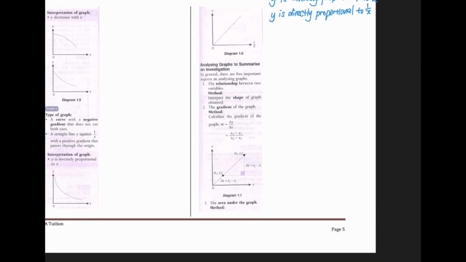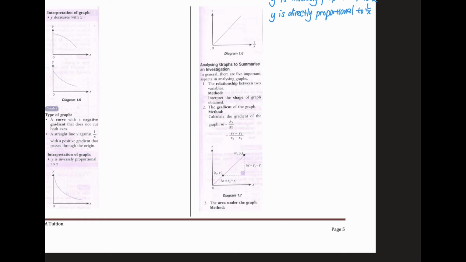Okay, so we prefer to change the graph to straight line so that we can do predictions. For example, if it's a curve like this, you change it to straight line, then you can make the line longer to predict if the x value is others, then what will be the y values. So straight line is preferred.